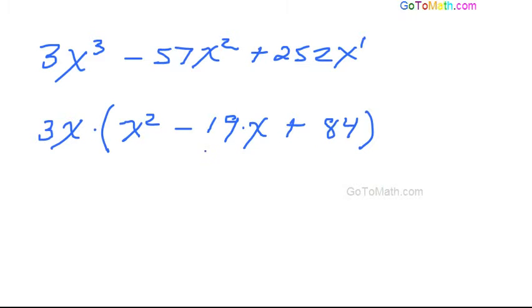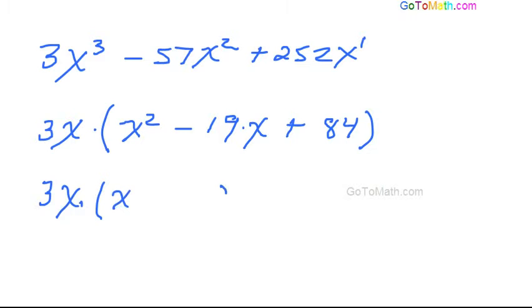My guess is that we're going to need to factor this. Since we did one of these in the previous problem, I have a feeling we're going to need to factor this guy right here. This is not exactly an easy one because 84 is a pretty big number. We're looking for two numbers we can multiply together that give us 84, but when we add them, we get negative 19.